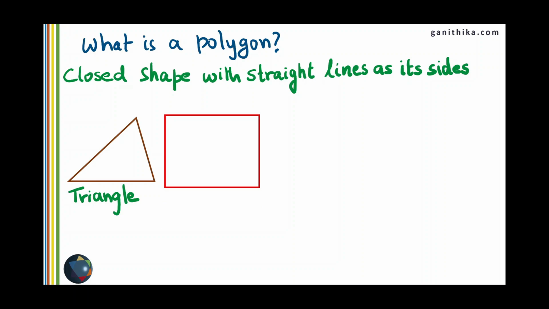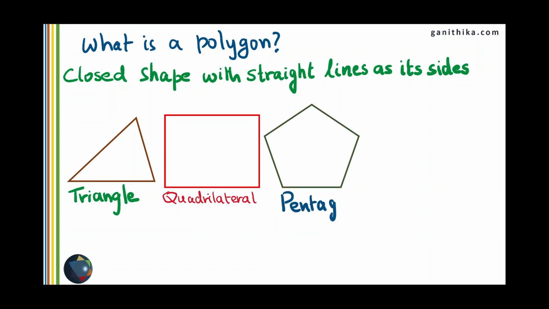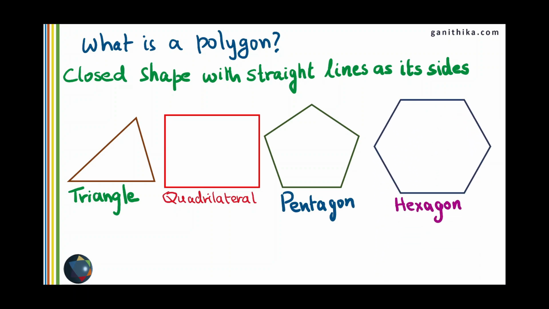A closed shape with 4 sides is called a quadrilateral. A closed shape with 5 sides is called a pentagon. And the one with 6 sides is called a hexagon, and so on. A polygon with 7 sides will be called a septagon, and with 8 sides it's called an octagon. In general, a closed shape with n sides is called an n-sided polygon or a polygon of n sides.